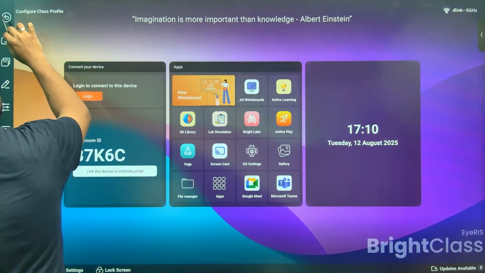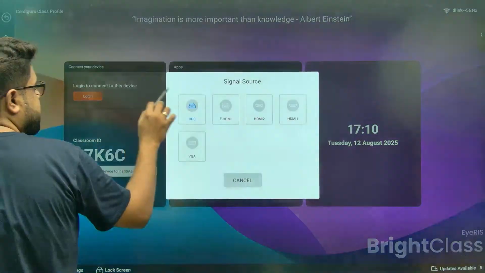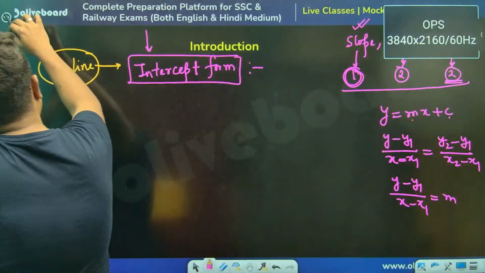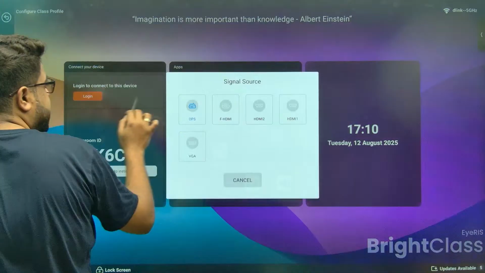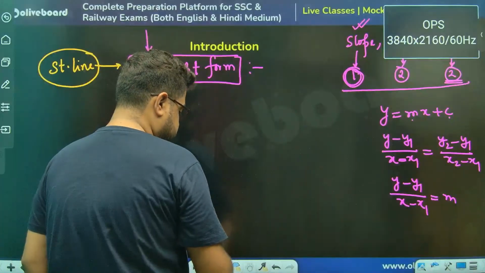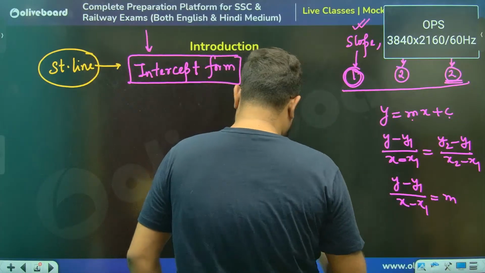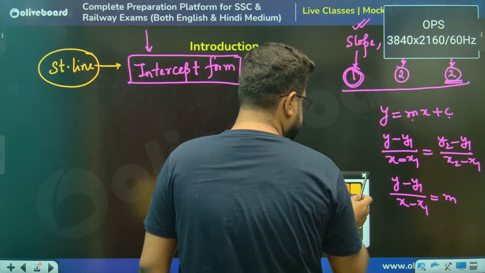Just a second. There is a problem. The software is giving me some problem. Hopefully it will not give us any more trouble.